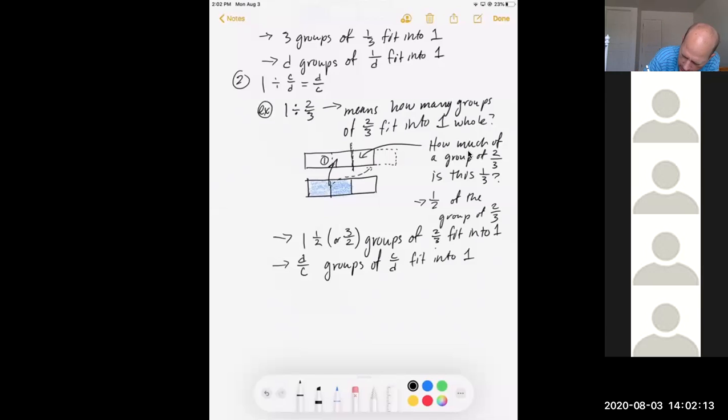So look at this part right here. That becomes the new whole when we're thinking about how many groups of 2/3 come out. So that's why it goes into the denominator here. And you'll always have the old denominator number of parts, number of pieces.